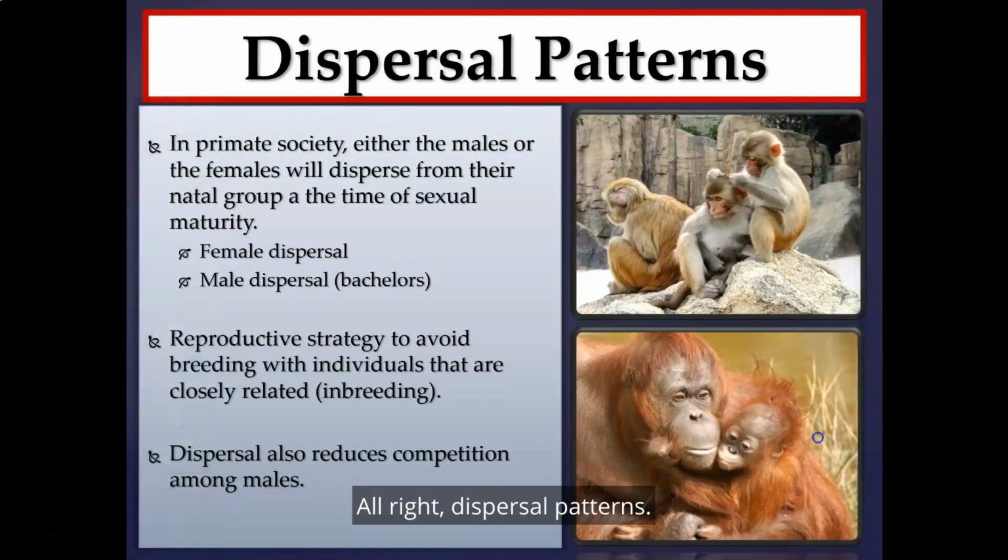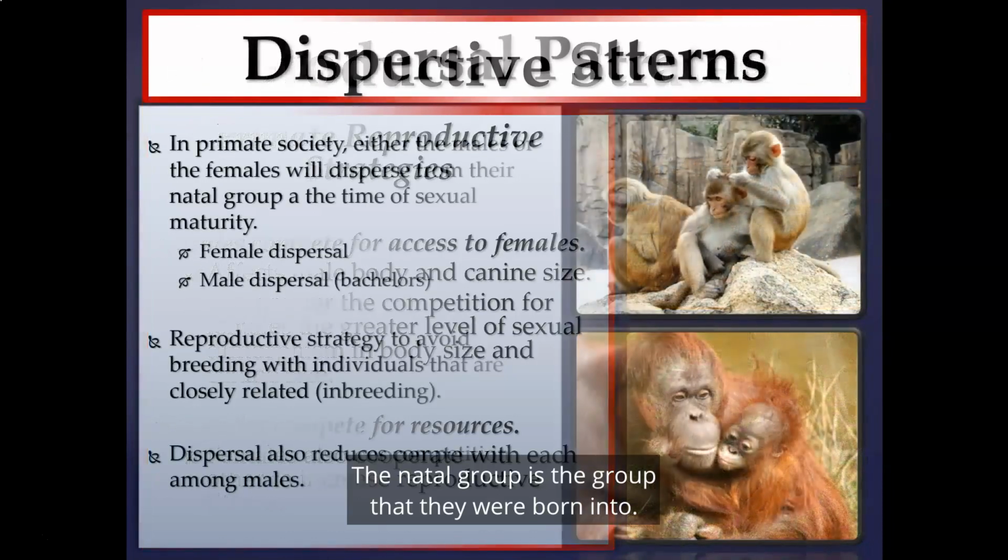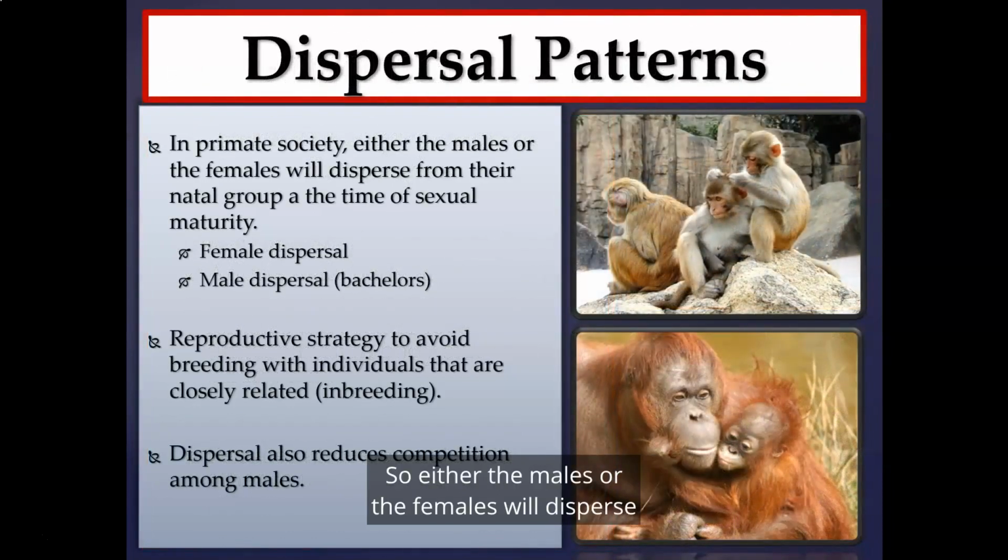All right, dispersal patterns. This is talking about how primates will disperse or migrate once they reach reproductive maturity. In primate society, either the males or the females will disperse from their natal group. The natal group is the group that they were born into. So either the males or the females will disperse at the time of sexual maturity.